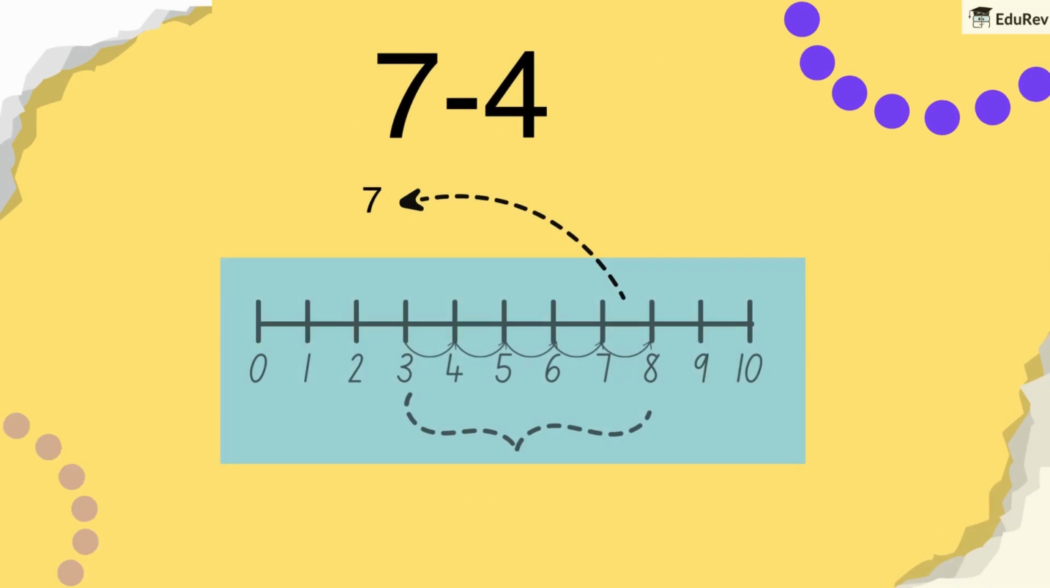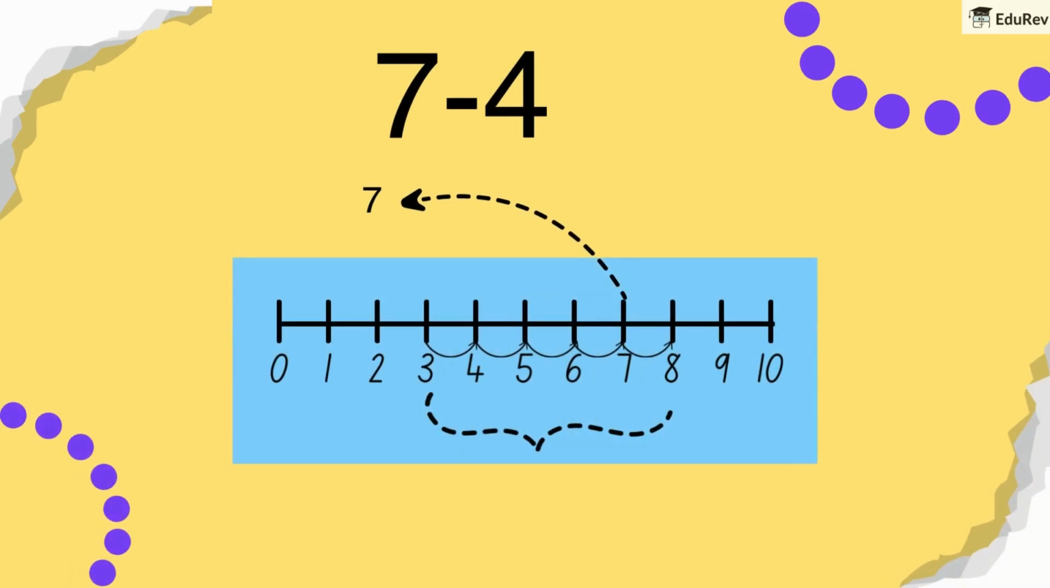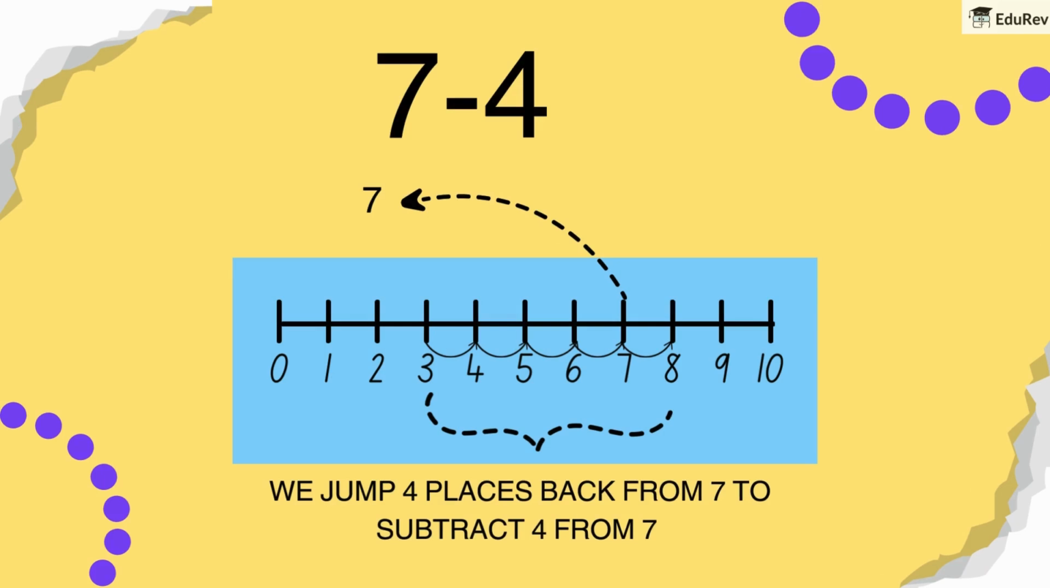Now, let's look at subtraction using the number line. If we take 7 minus 4, we jump 4 places back from 7. Starting from 7, if we jump back 4 places, we land on 3. So, 7 minus 4 equals 3.